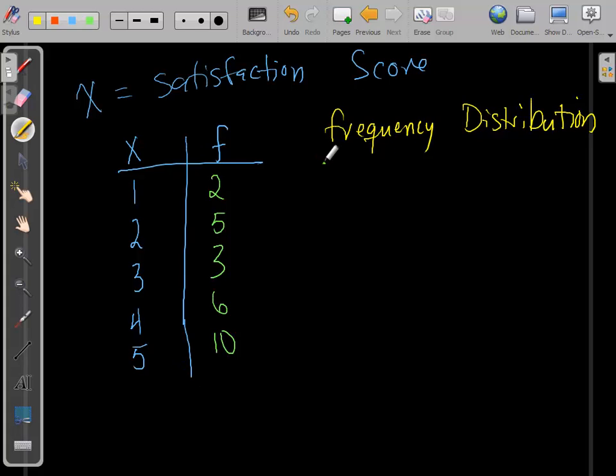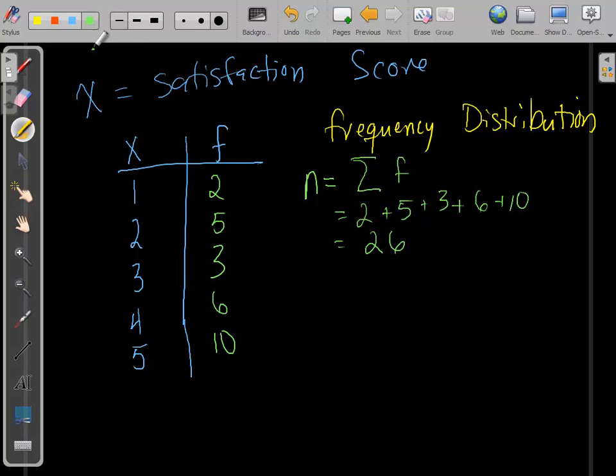Okay, so if we look at this, if we wanted to know the total number of participants, I would say the total number n. Well, this is a sample, so I'm going to use lowercase n for sample. The total number n is going to be equal to the sum of all of these values. Okay, so the sum of the frequency scores, so 2 plus 5 plus 3 plus 6 plus 10, 2 and 3, 5, 10, 26. So 26 people showed up.